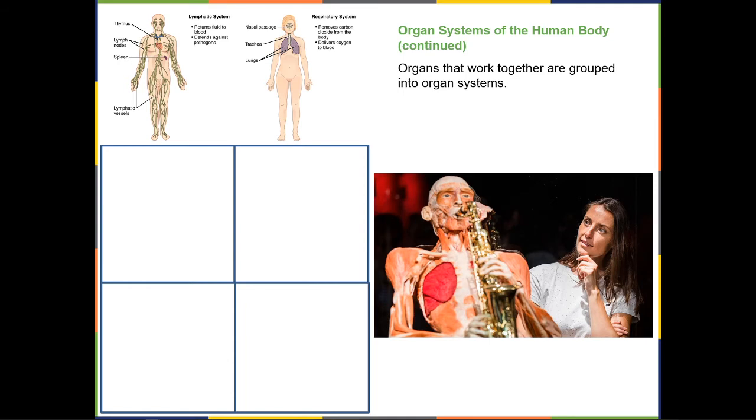Next system is your respiratory system. The respiratory system is made up of your lungs and the passageways that go from your lungs to the outside of your body, so your nose and your mouth. The whole purpose of the respiratory system is to bring oxygen into your body and to remove carbon dioxide.